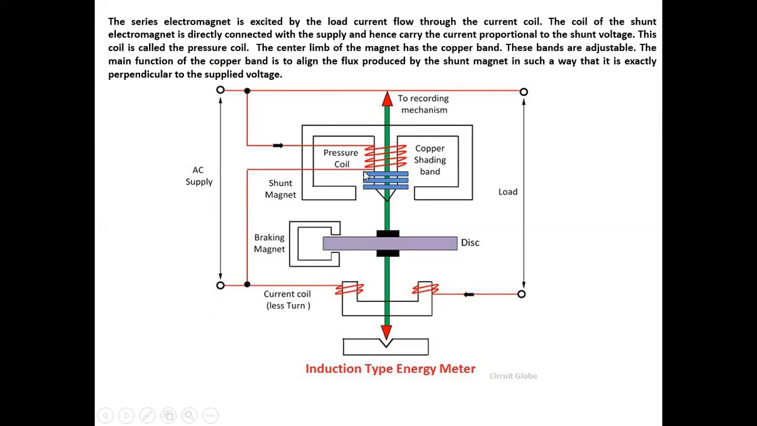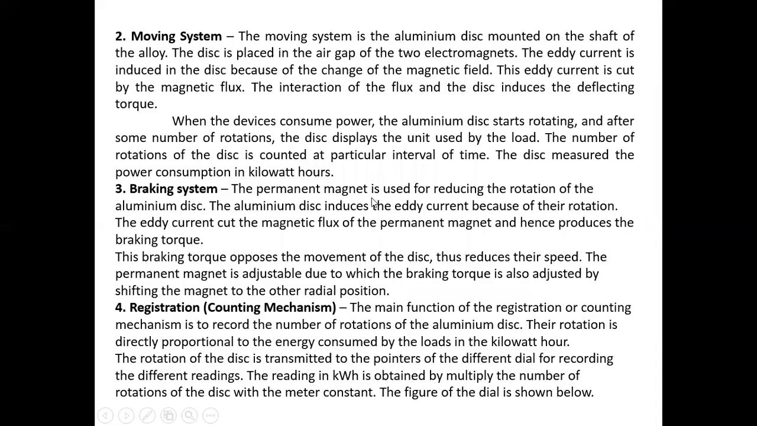It is perpendicular to the supply voltage. This will be adjusted. Suppose the supply voltage is in that direction, then the copper shield will be perpendicular to the supply system.